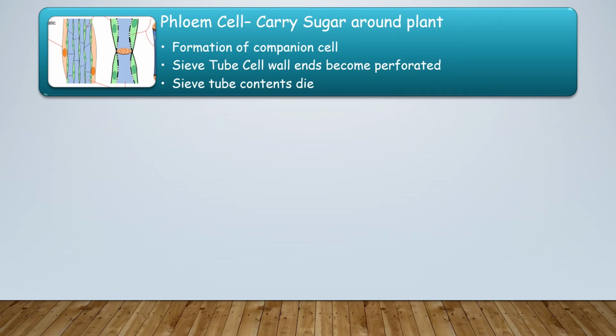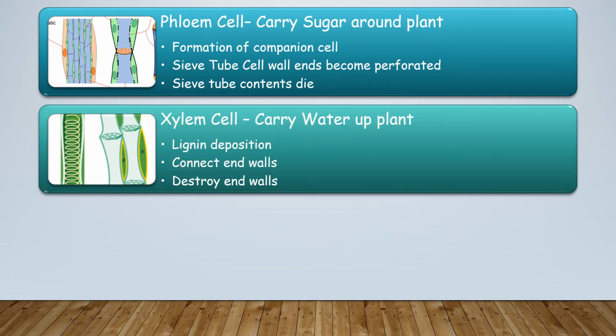And again, to finish off plant cell differentiation, let's talk about the gene expression that's happening in some of these specialised cells. So in the phloem cell, whose job is to carry sugar around the plant, they need to form the companion cell, perforation of the cell walls, and the sieve tube contents need to die. In the xylem, which carries water up the plant, we need to deposit lignin in those rings or spirals that give it strength. We need to connect the end walls and destroy them to provide this ongoing tube.